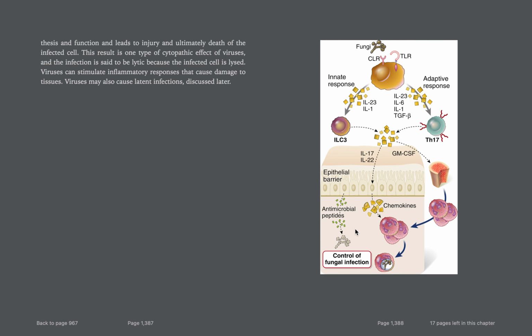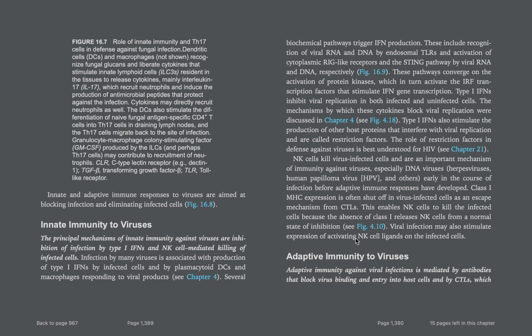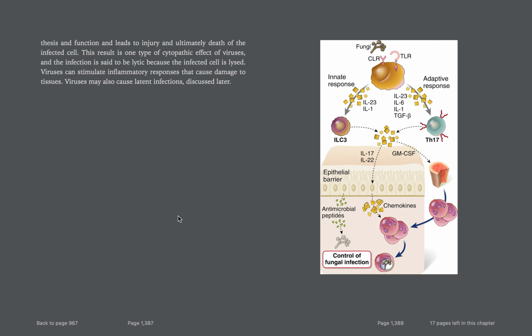So as you see, this is the diagram we will see later on with a description of the role of innate immunity and T helper cells in defense against fungal infections. This was already done. So we continue. Innate and adaptive immune responses to virus are aimed at blocking infection and eliminating infected cells.